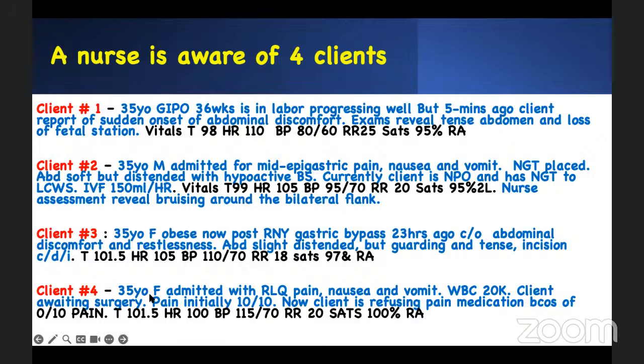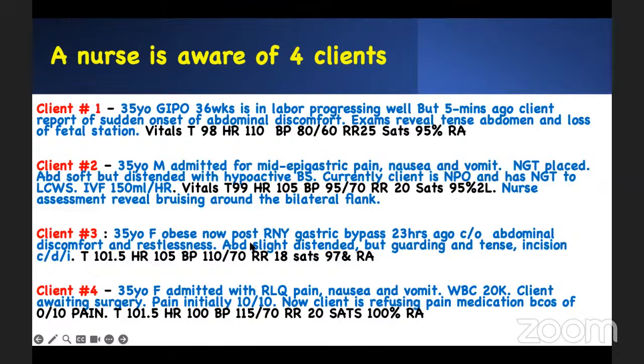The last patient, 35-year-old female, admitted with right lower quadrant pain, nausea and vomit. WBC count 20,000. Client is awaiting surgery. Pain initially 10 out of 10. Now client is refusing pain medication because the pain is what? 0 out of 10. These are the temperature, heart rate, blood pressure, that. You have to figure out what is wrong with this patient. I made this patient; these cases are based on what I heard, but this is the way it was presented.